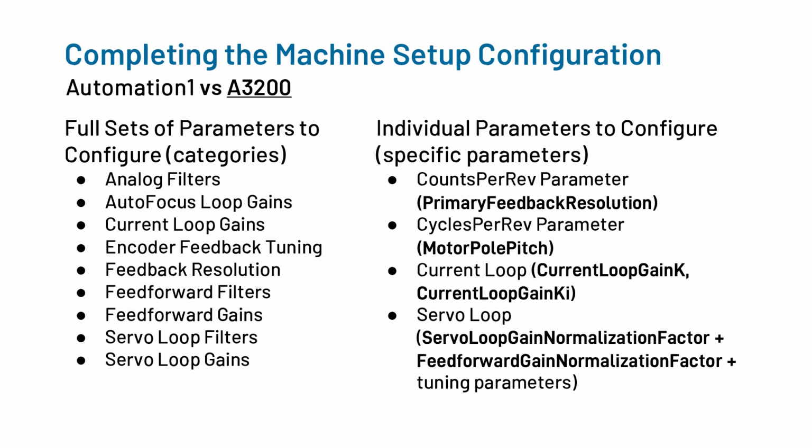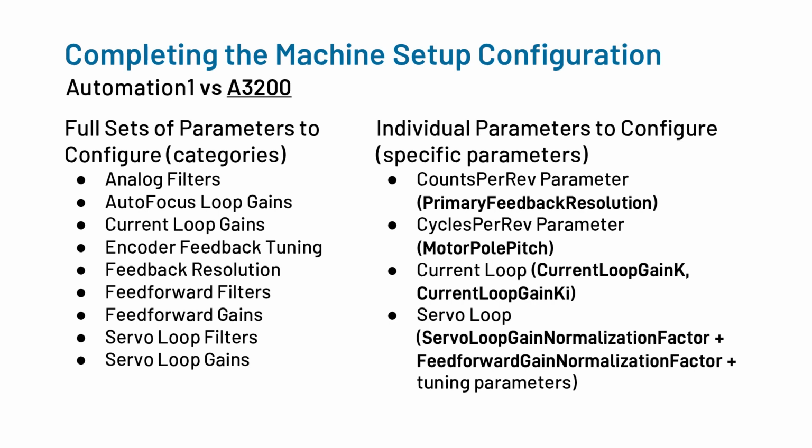Some of these parameters will be taken care of with a little retuning, however some will also need to be manually configured, primarily the current loop parameters, feedback resolution, counts per revolution, and cycles per revolution parameters. We have two options for reconfiguring these types of parameters. One, we can manually reconfigure the parameters. This would involve manually calculating those parameter values, such as the feedback resolution, and inputting those into the new MCD file. The other method is to just use the machine setup tool to automatically complete and fill in these missing parameters.